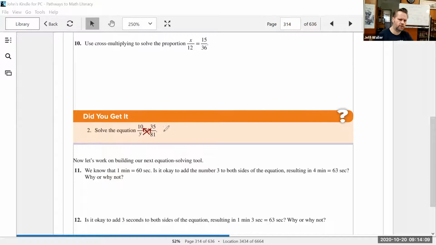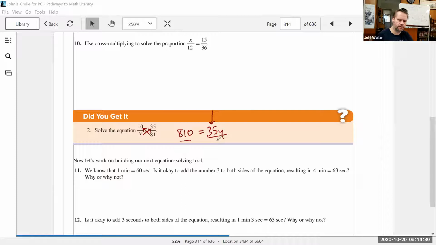What's your equation now? 81 times 10 equals 35y. Good. So 81 times 10 is on this side now. 81 goes up there with the 10. And y goes up with the 35 on the other side. And then what do you do to both sides to solve for y?